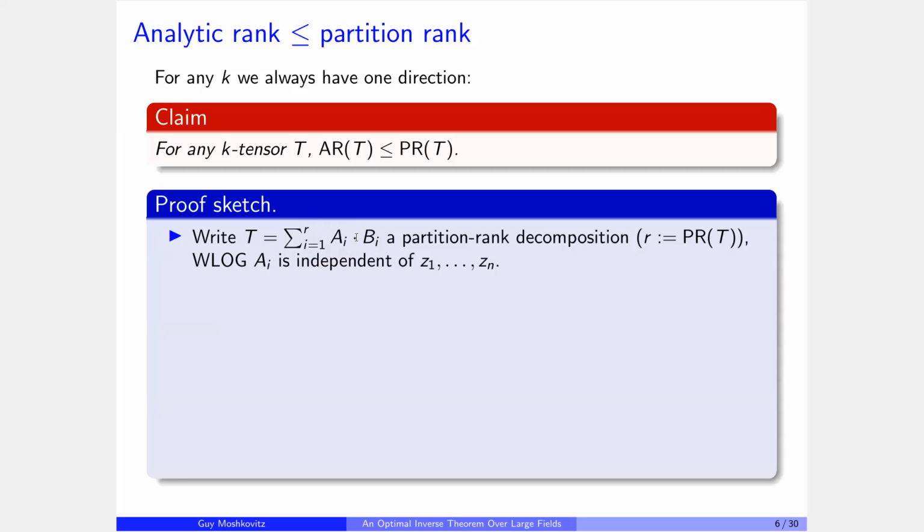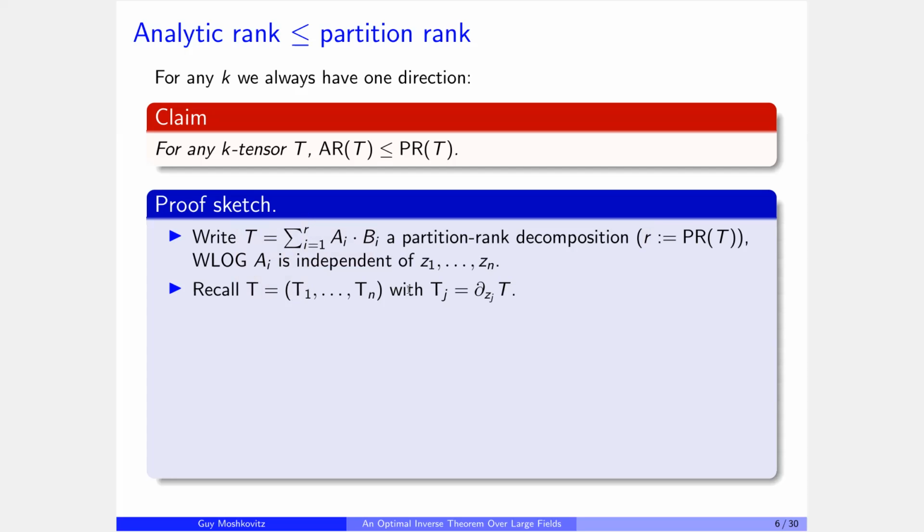So here it is. Suppose that T has a partition rank R, so you can decompose it as the sum of R summands, each of them of the form A_i times B_i, tensors in disjoint sets of variables, and there's no loss of generality in just assuming that the Z variables are used by the B_i's, and so the A_i's are independent of the Z variables. Okay, there's absolutely no loss of generality there.